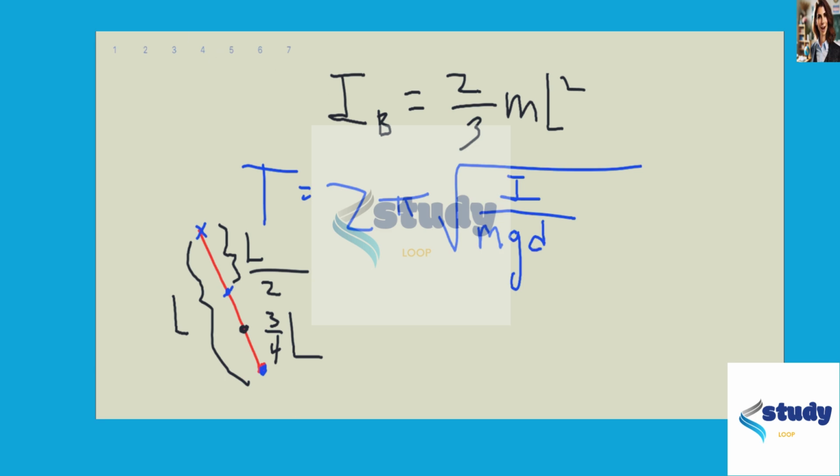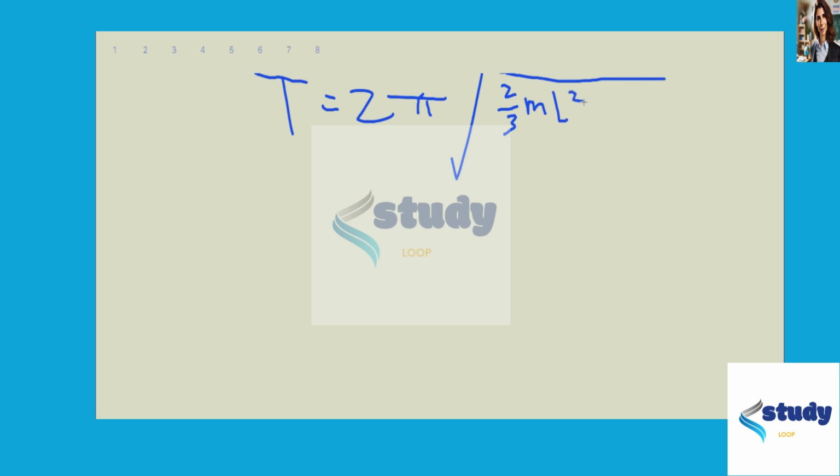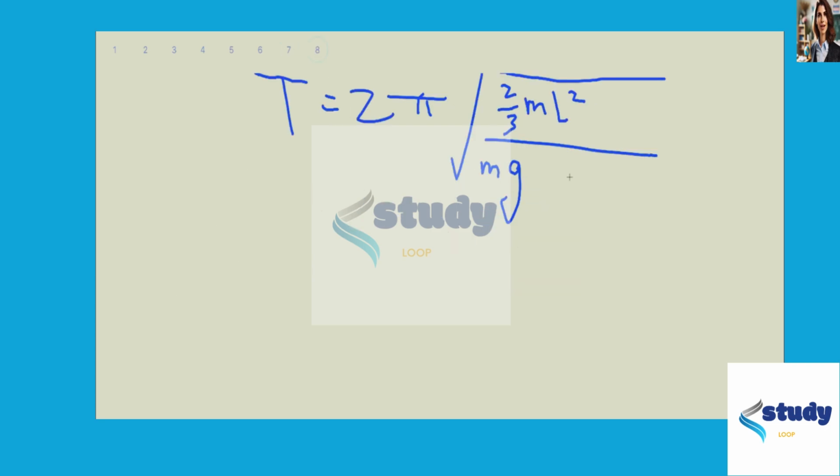So in total, we're going to have the period is 2 pi square root. Okay, I, we're going to plug in our 2/3 M lowercase m L squared over M times G, and then we're going to plug in our 3/4 L here.